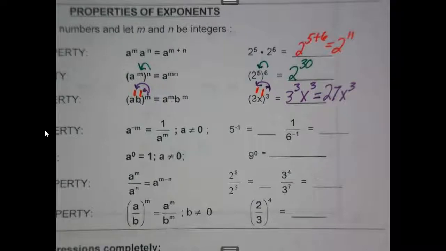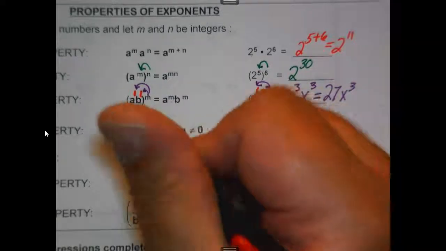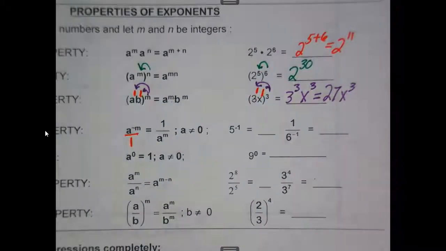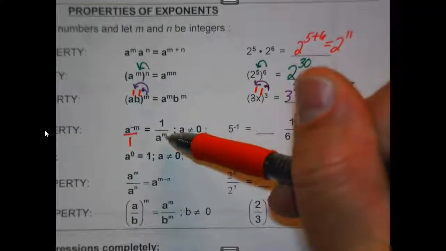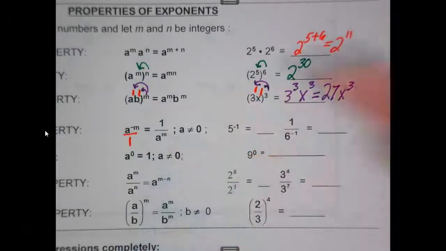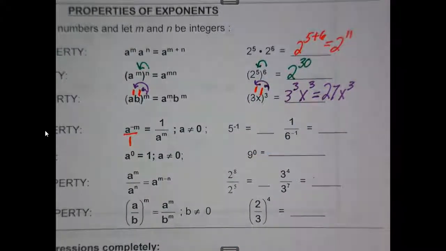Negative exponents. You remember negative exponents. If I have a negative exponent, how do I get rid of it? Okay, everything is over 1. A whole number is always over 1, right? If it has a negative exponent, all I have to do is flip it and make the exponent positive. Now, be careful. A cannot equal 0 because you cannot have 0 in the denominator of a fraction, right?